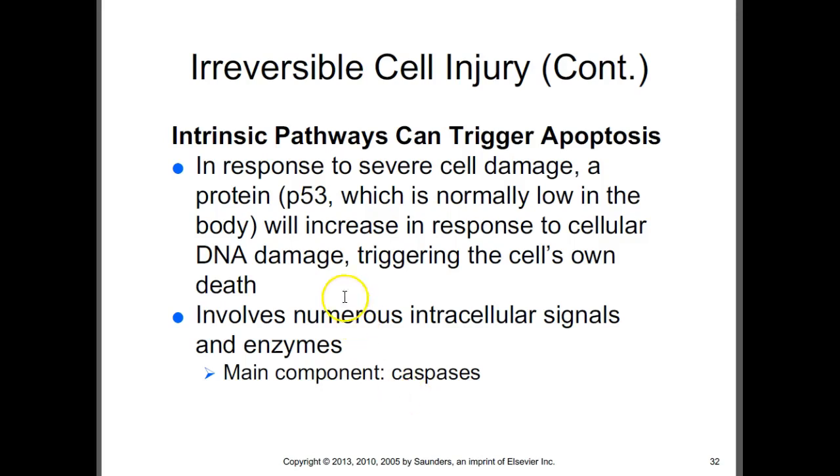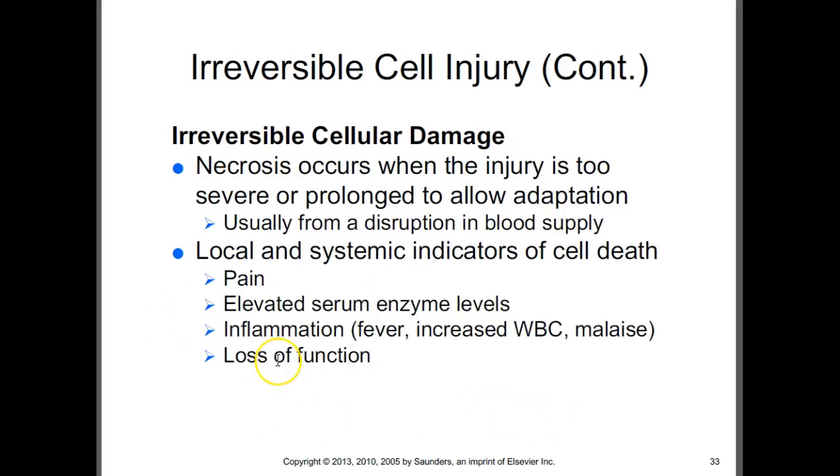And so, especially in things like DNA damage, the cell is going to initiate apoptosis and die, right? So necrosis occurs when injury is too severe. Like, let's say that you had a crush injury to your leg, you're going to have necrosis. Some of those indicators are pain, elevated serum enzyme levels, inflammation, fever, right? Increased white blood cells, malaise, and then loss of function. So these are all things that are going to indicate that a crush injury, for example, would be really, really severe.